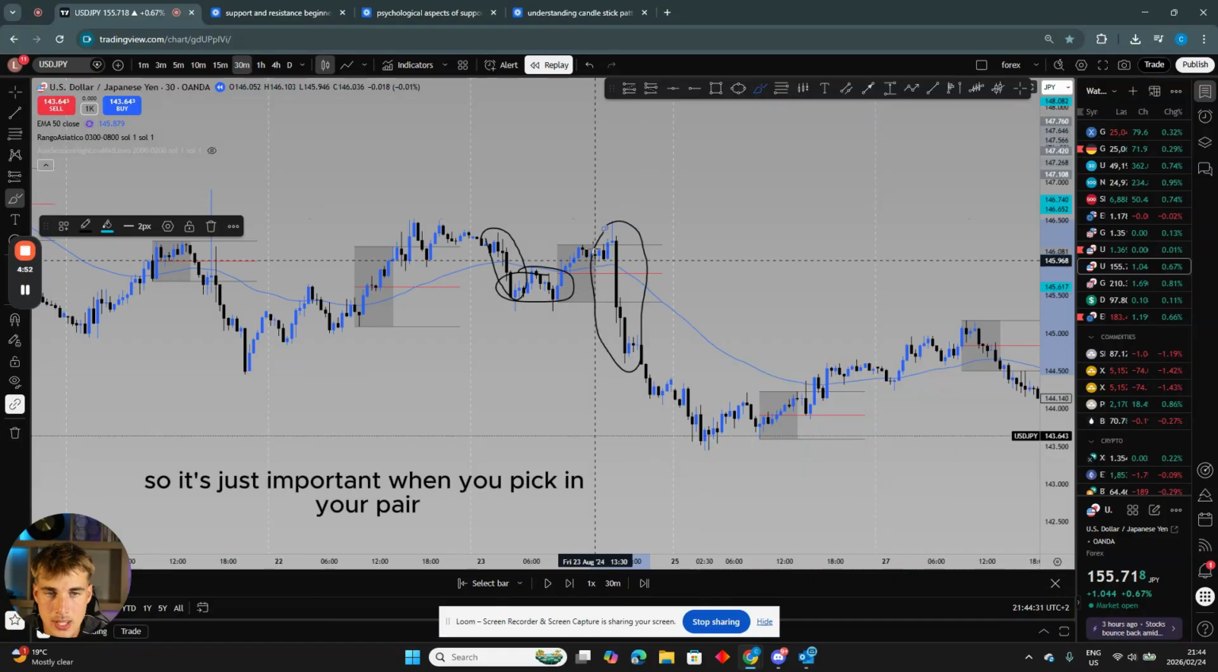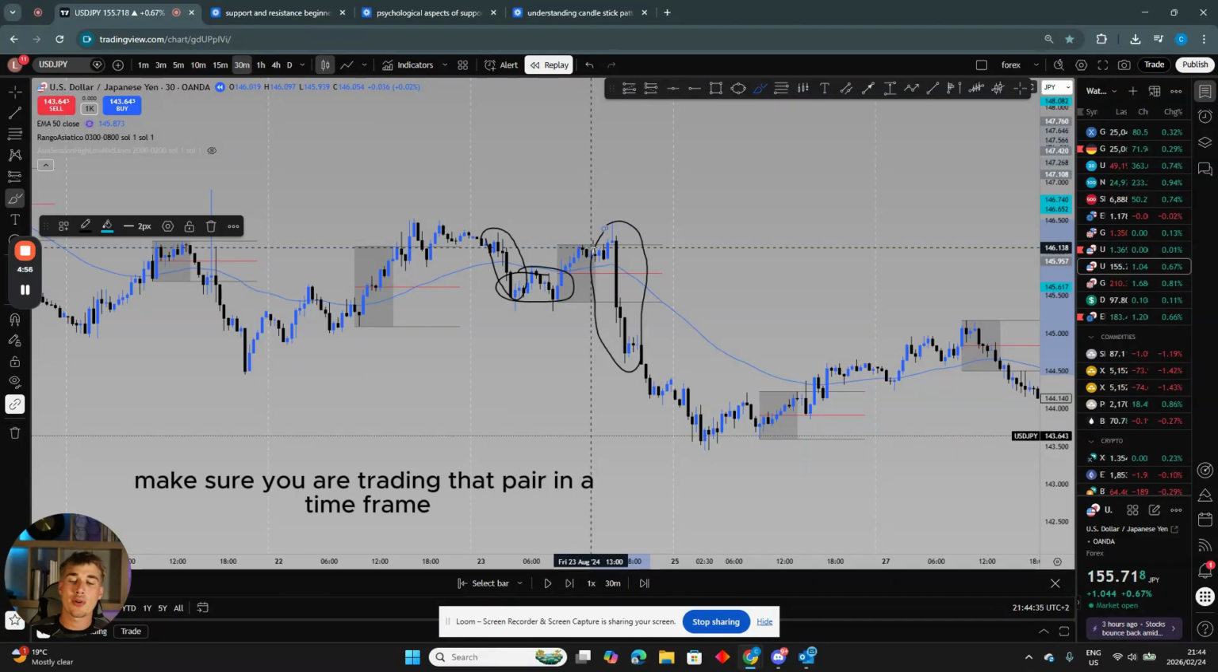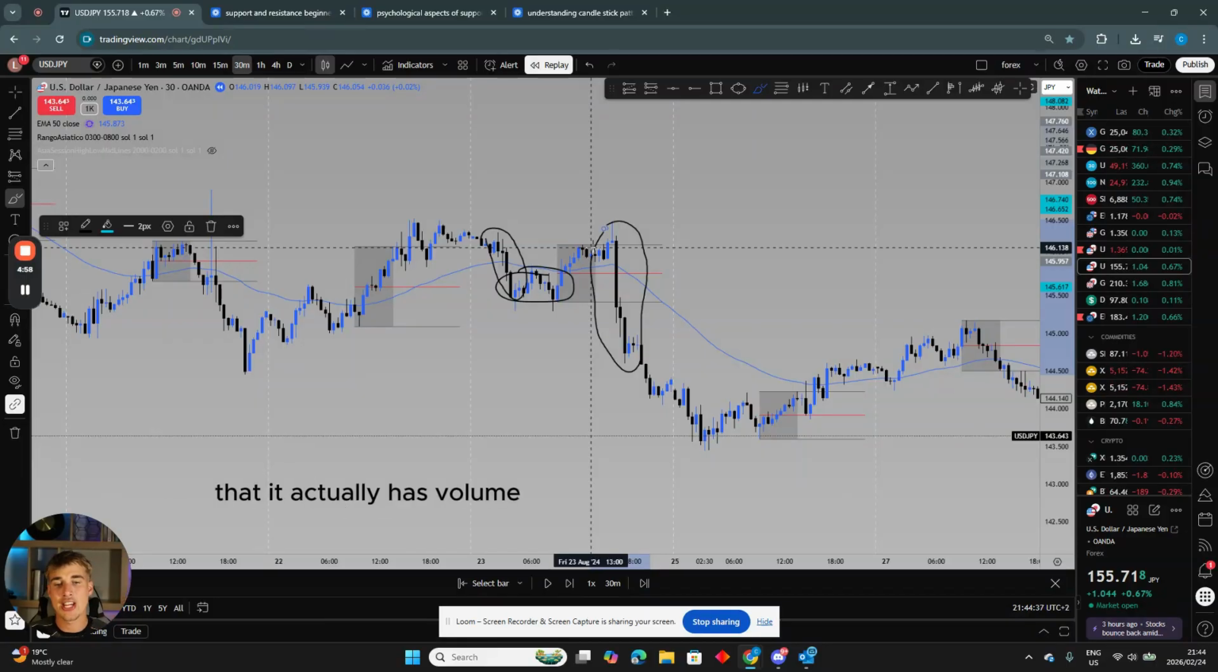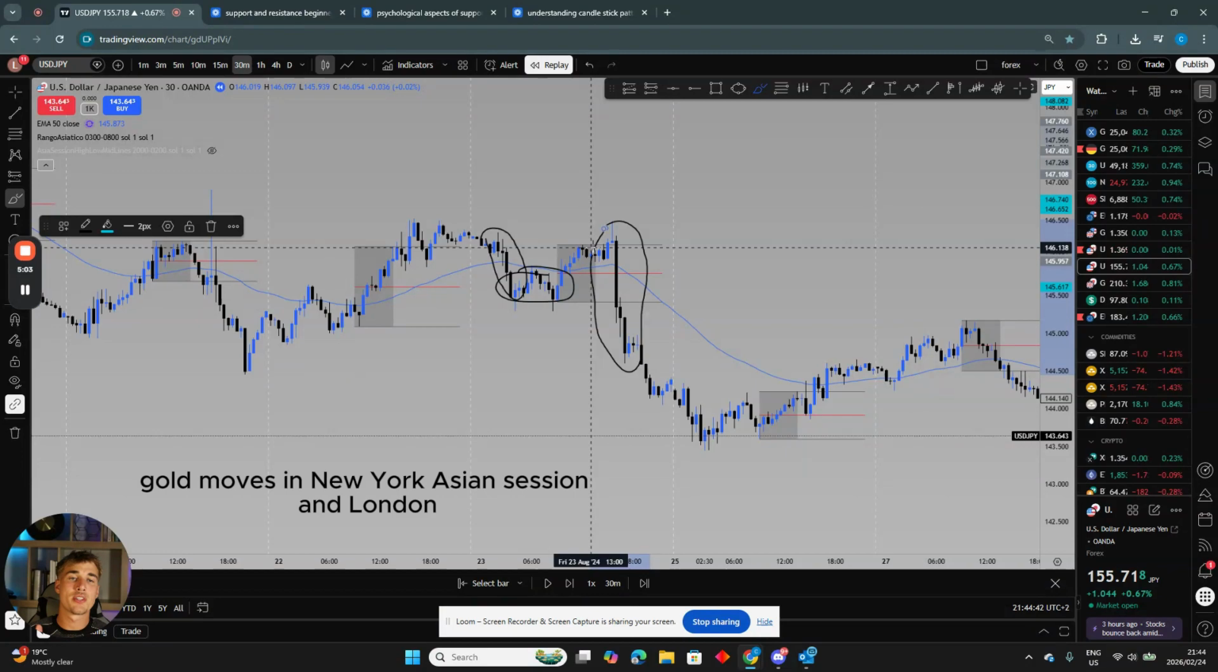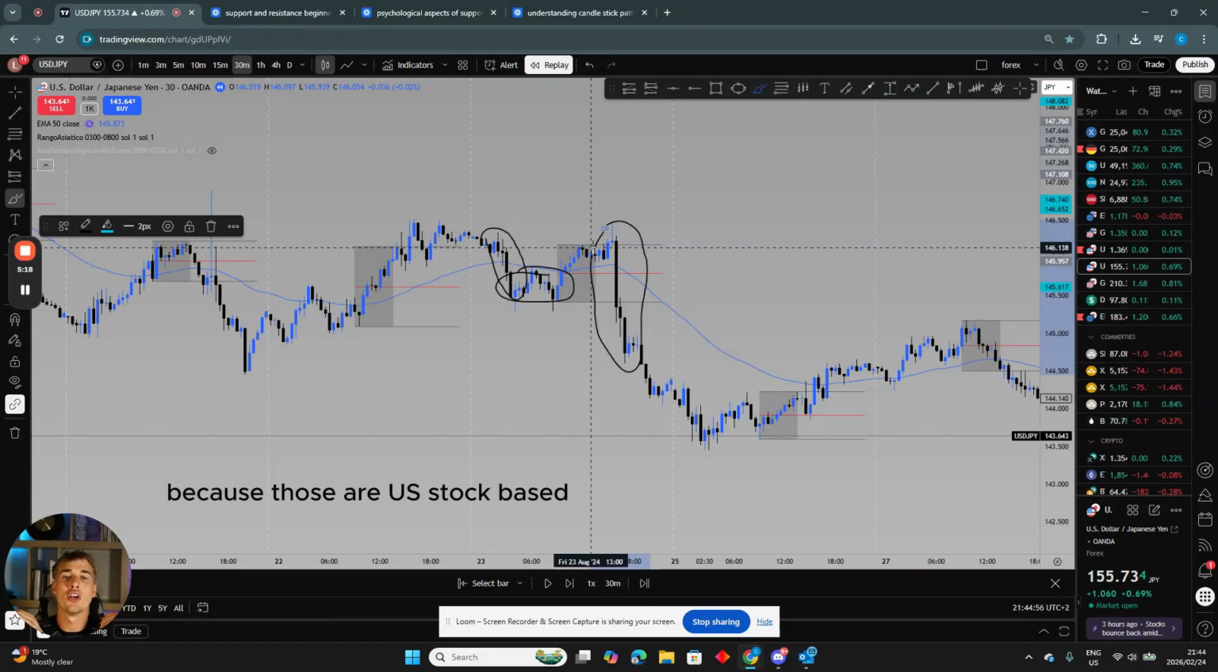So it's important when you're picking your pair to make sure you are trading that pair in a time frame where it actually has volume. Otherwise, you're going to be wasting your time. Gold moves in New York, Asian session, and London. It's a cross because most countries have it. German 40 is an index that moves in European time, but also moves a little bit in New York. NASDAQ, US 30, and S&P 500 are all going to move mainly in New York session because those are US stock based.